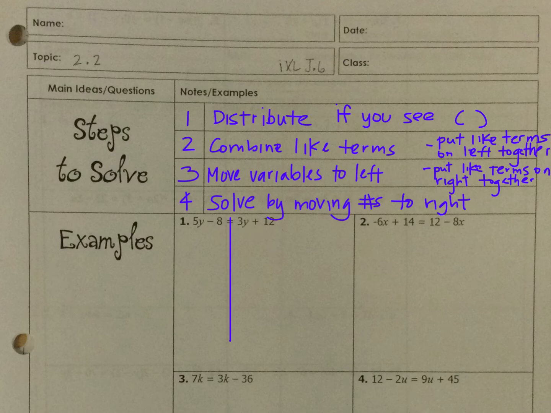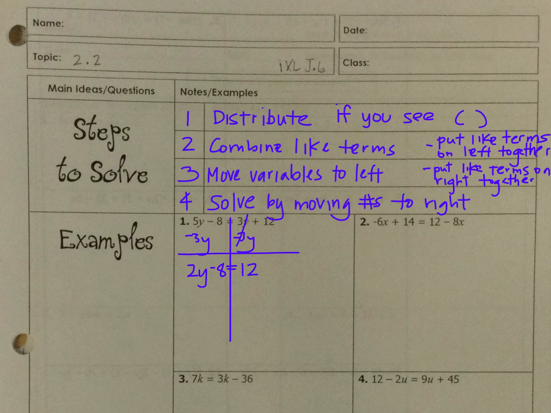So now it's time to do step 3. Move the variable to the left. So I need to move this 3y. Well, to move that 3y, I'm going to subtract it. It marks out. 5 minus 3 is 2y. Bring down the -8 equals 12 left.